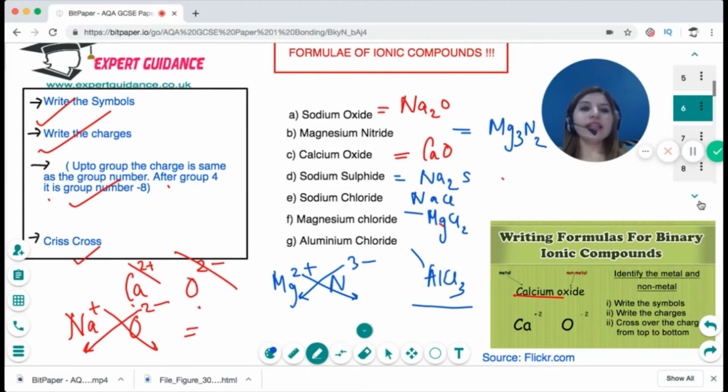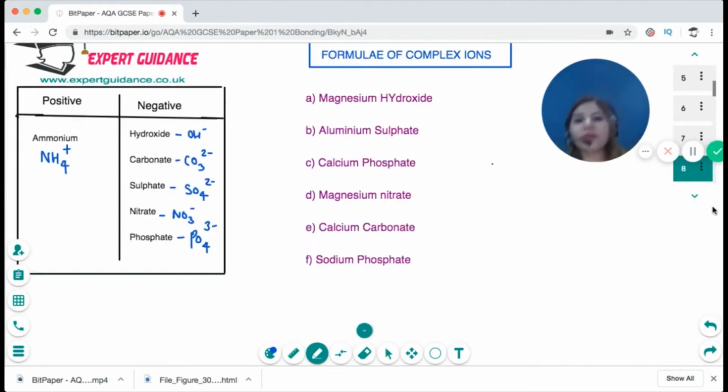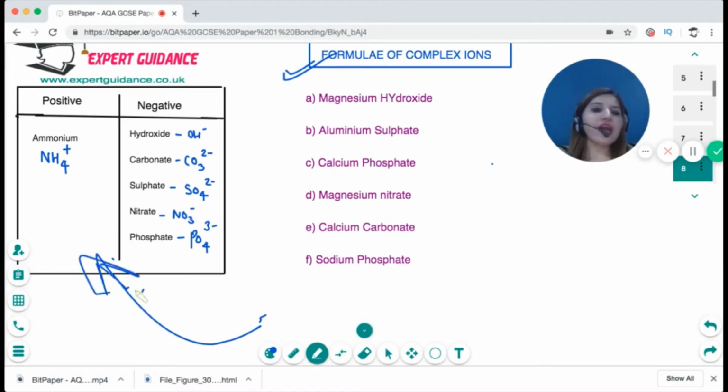Okay, now these are all the symbols that you can get from your periodic table. However, there are some complex ions which you do not get from the periodic table. You need to remember their charges. I have tabulated this for you here. Make sure you remember them. If you're finding it hard to remember, put it in your study room, see it every day, and you will memorize them. Ammonium is NH4+, hydroxide is OH-, carbonate is CO3 2-, sulfate is SO4 2-, nitrate is NO3-, phosphate is PO4 3-.